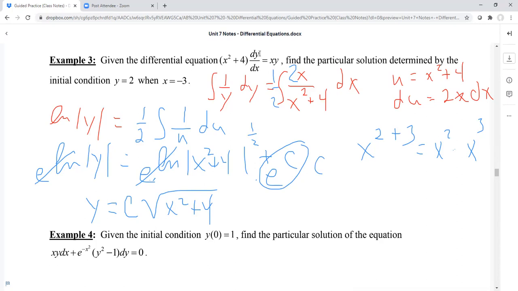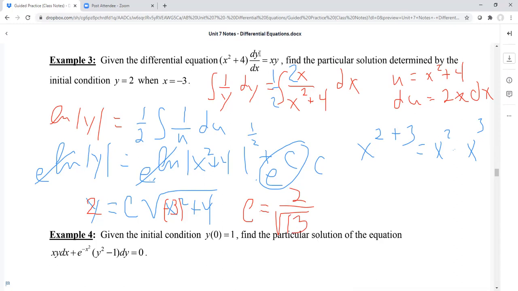So when I plug in here, I'm going to kind of do it in the problem. I'm going to plug in -3 for my x right here, and over here, I'm going to plug in my 2. And -3 squared is 9, and 9 plus 4 is radical 13. So c is going to equal the 2 on the left side divided by the radical 13. So again, you can have radicals in the bottom.